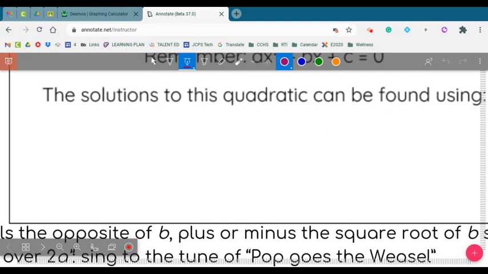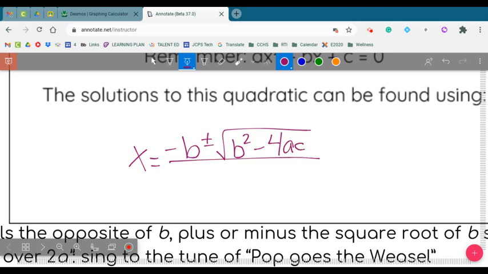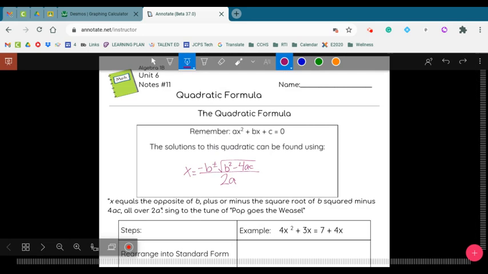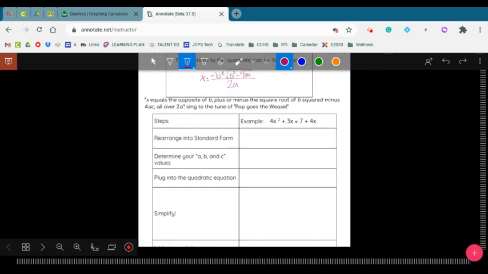And then we're going to use the quadratic formula, which is x equals negative b plus or minus the square root of b squared minus 4ac all over 2a. So remember, we want to make sure we identify our a, b, and c's and plug those in correctly. So on our example today, we're going to do it all.